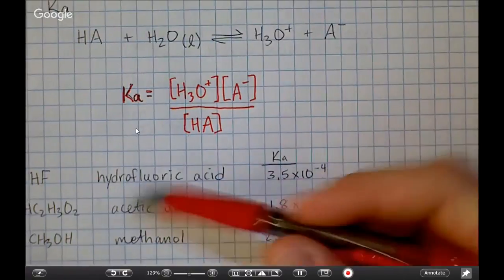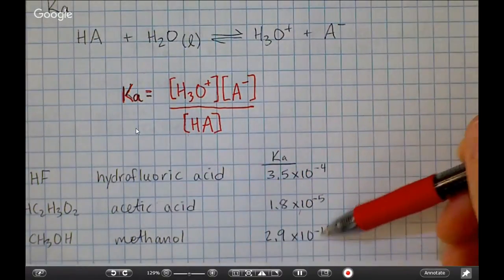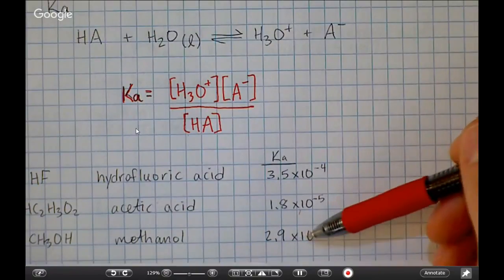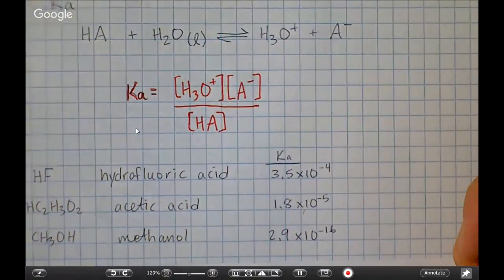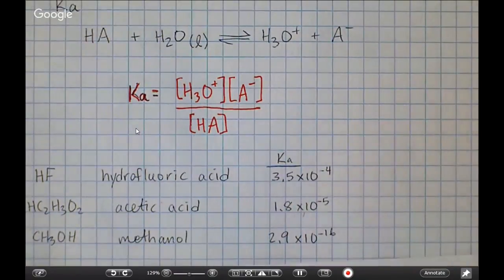And acetic acid is a much stronger acid than methanol, which has a Ka on the order of 10 to the minus 16. So these are all weak acids, but because of these Ka or equilibrium constants, we can determine the relative strengths of them compared to each other.